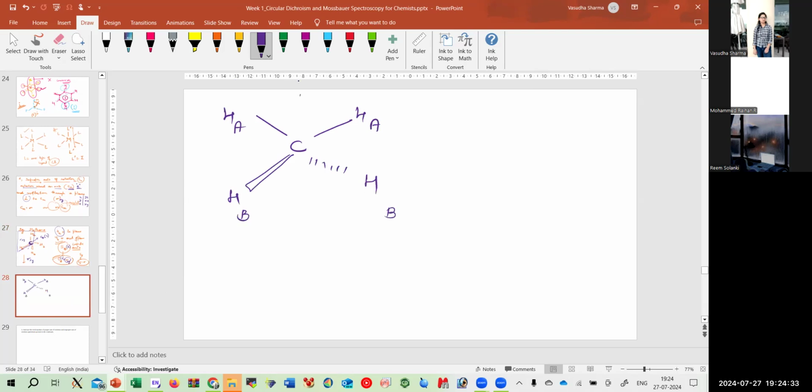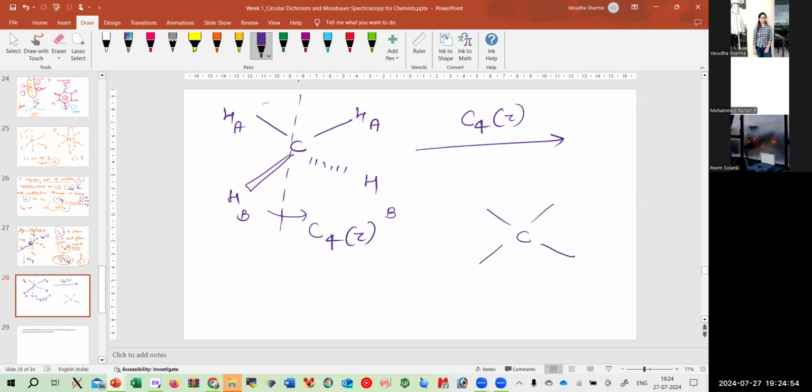So here I'm saying the C4, you can see this is in plane. C4 will pass through the carbon, which is the Z axis. But firstly, we are applying this C4, where we will be getting a C4 Z axis. So what would be your configuration now?